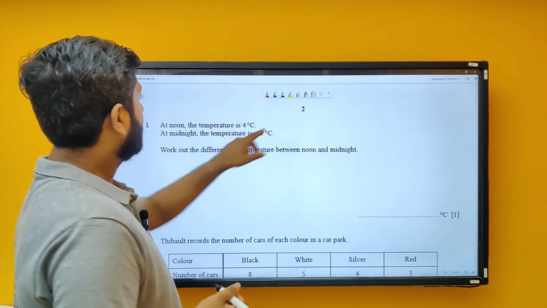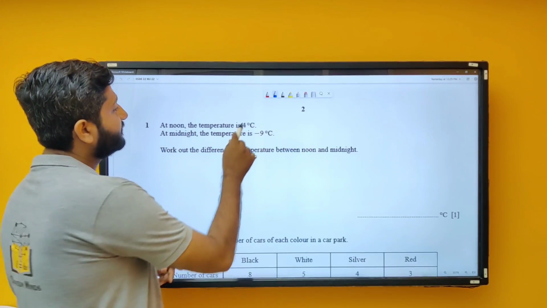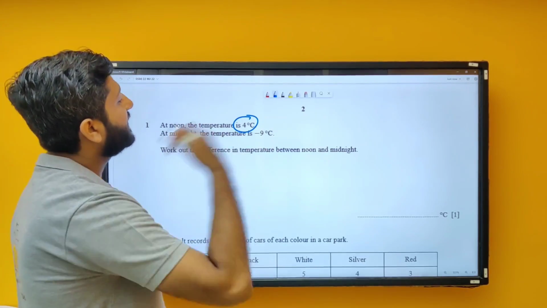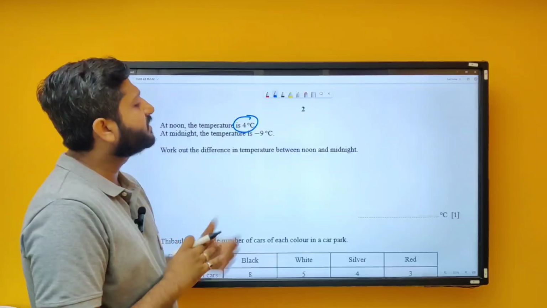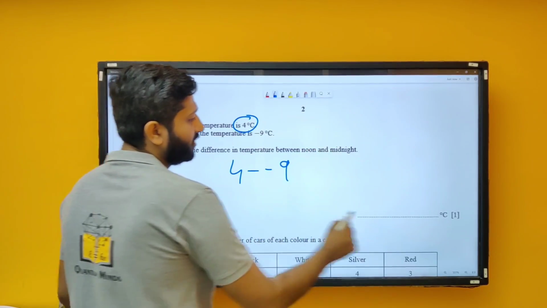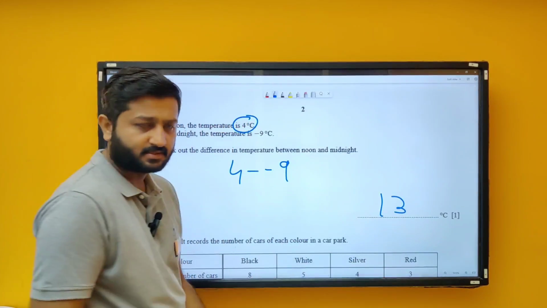Question number 1. At noon, the temperature is 4 degrees Celsius. At midnight, the temperature is minus 9 degrees Celsius. What is the difference between noon and midnight? The difference is 4 minus of minus 9, which is 13 degrees Celsius.